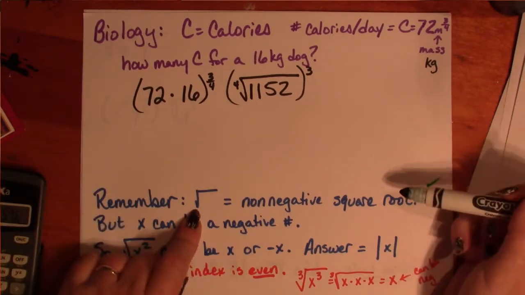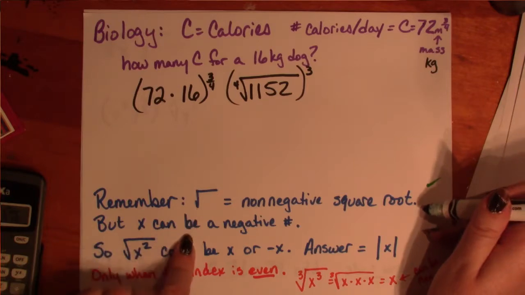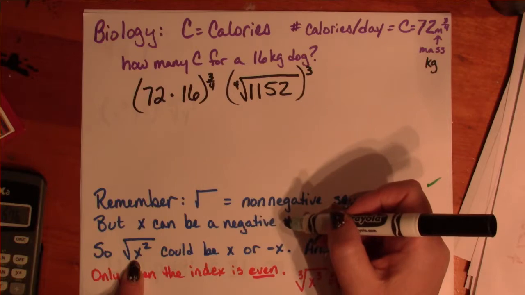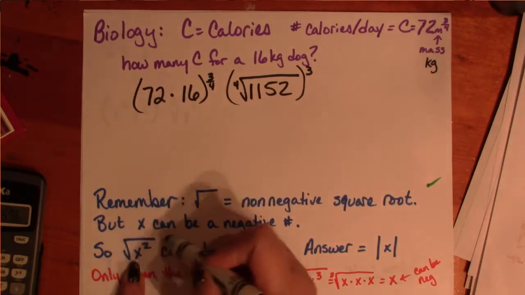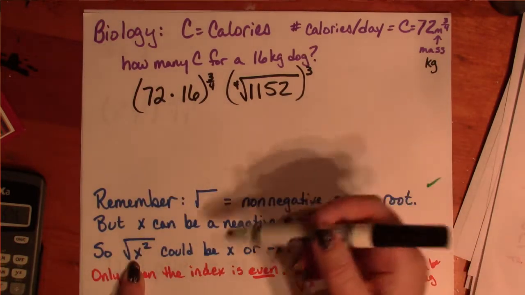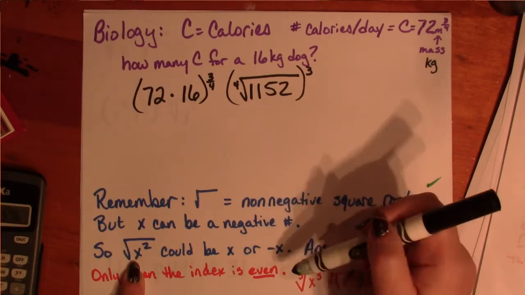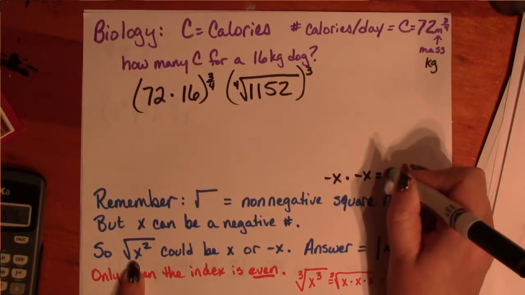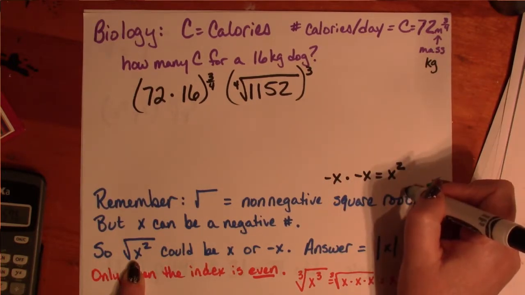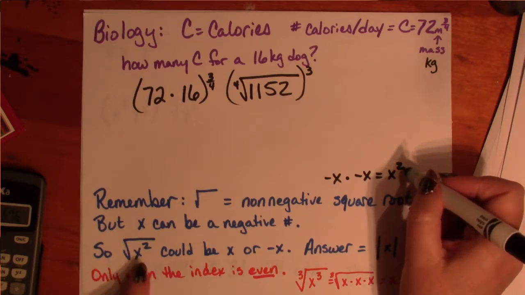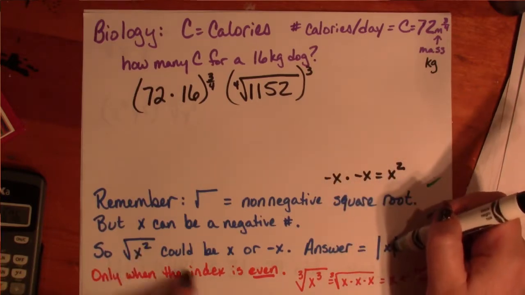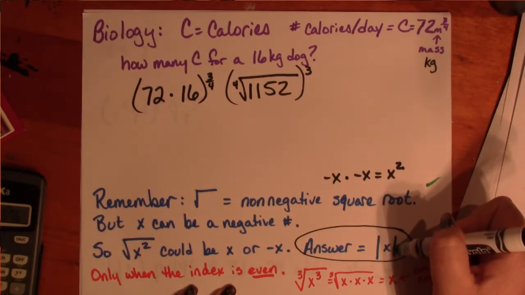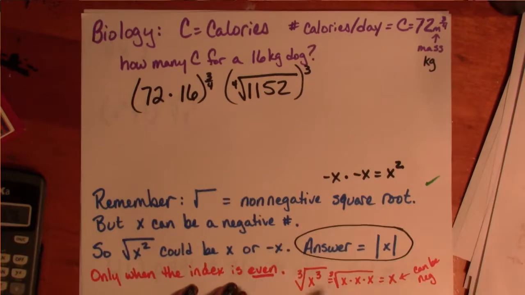The square root is a non-negative square root, but if it's the square root of x, x can be a negative number. So if you have the square root of x squared and you're solving for x, x could be x or it could be a negative x, because negative x times negative x equals x squared. So the square root of x squared could be negative x. So your answer needs to be the absolute value of x. Now this is only when the index is even.